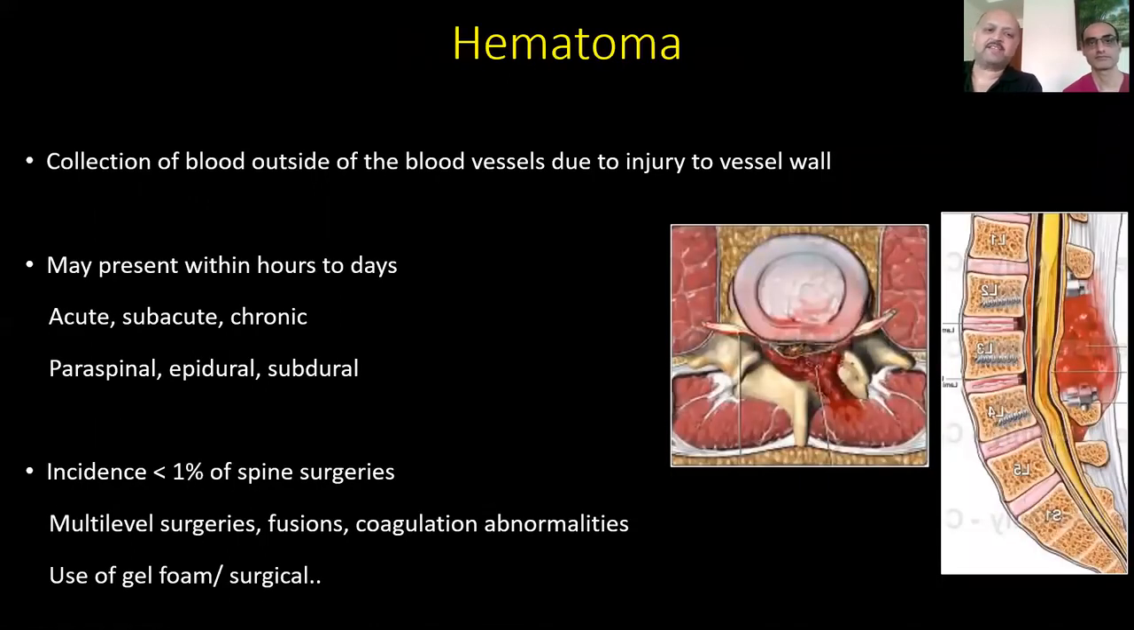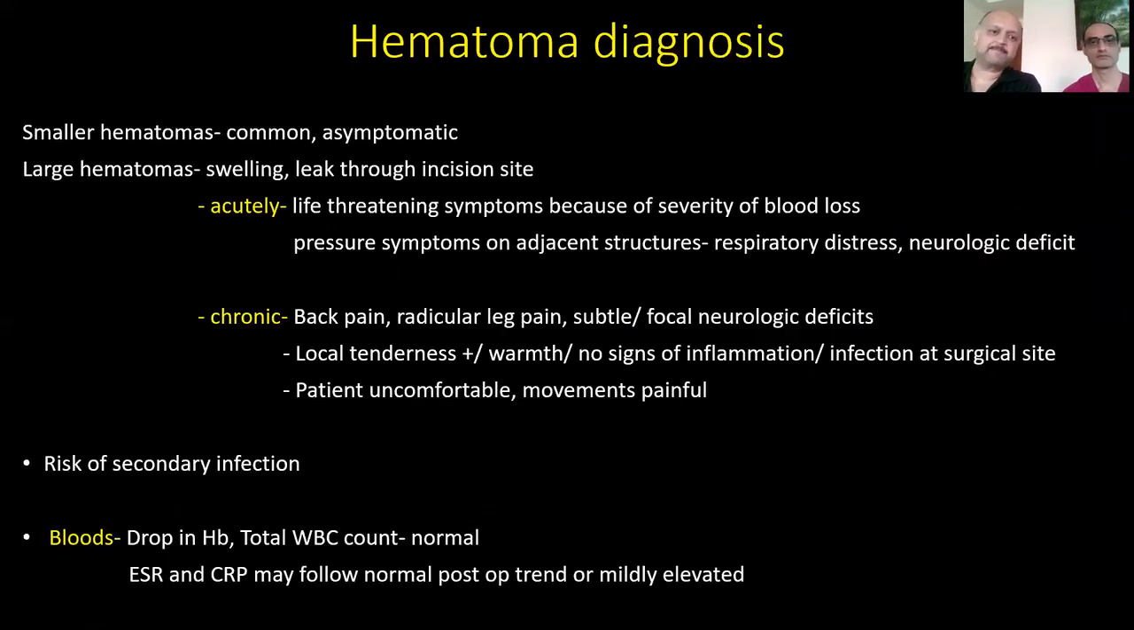The second swelling is a hematoma. It is basically a collection of blood outside of the blood vessels due to injury to the vessel wall. It may present within hours if there is acute hemorrhage, or up to days following a surgery. The hematomas can be located paraspinally, they may be in the epidural space or the subdural space.